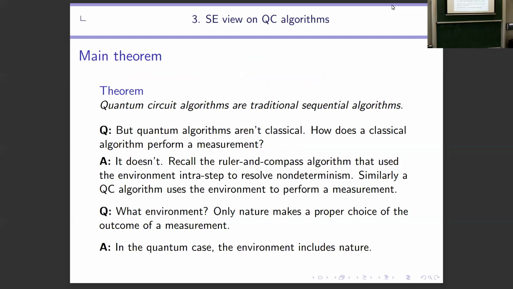So I claim the quantum circuit algorithms are traditional sequential algorithms as far as software engineering is concerned. Now, my student says, what about measurement? How does it perform measurement? It doesn't. There is no algorithm performing measurements. So only God can perform measurements. Nature can perform measurements. So essentially, we have an environment which includes nature. That's why I was objecting, formalizing the environment. But it's hard to prove anything unless you actually have a definition of the environment.